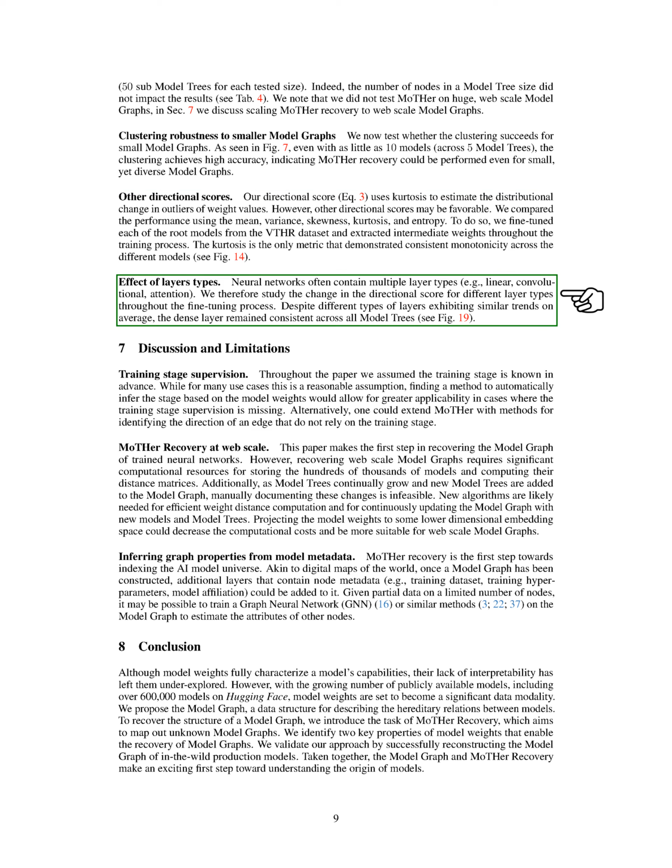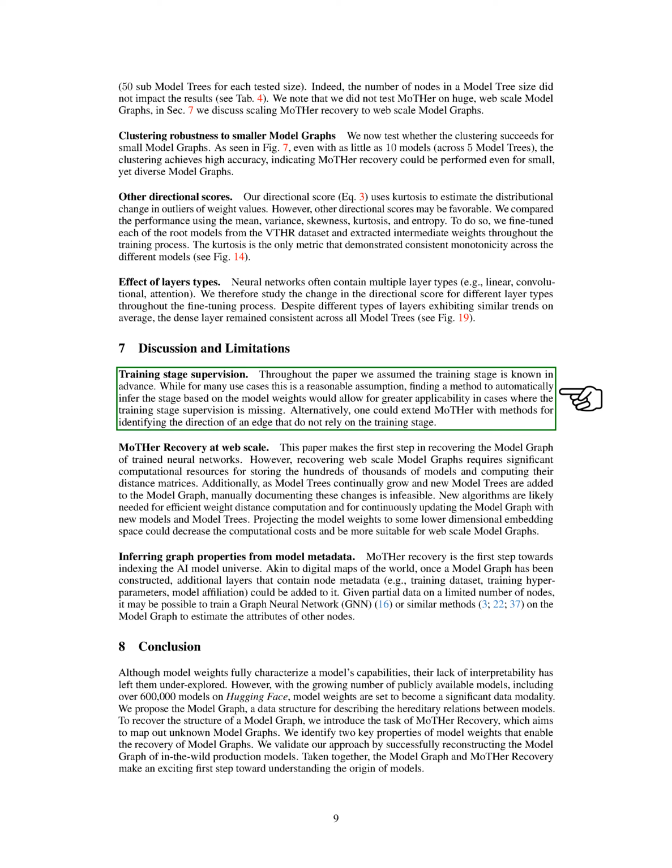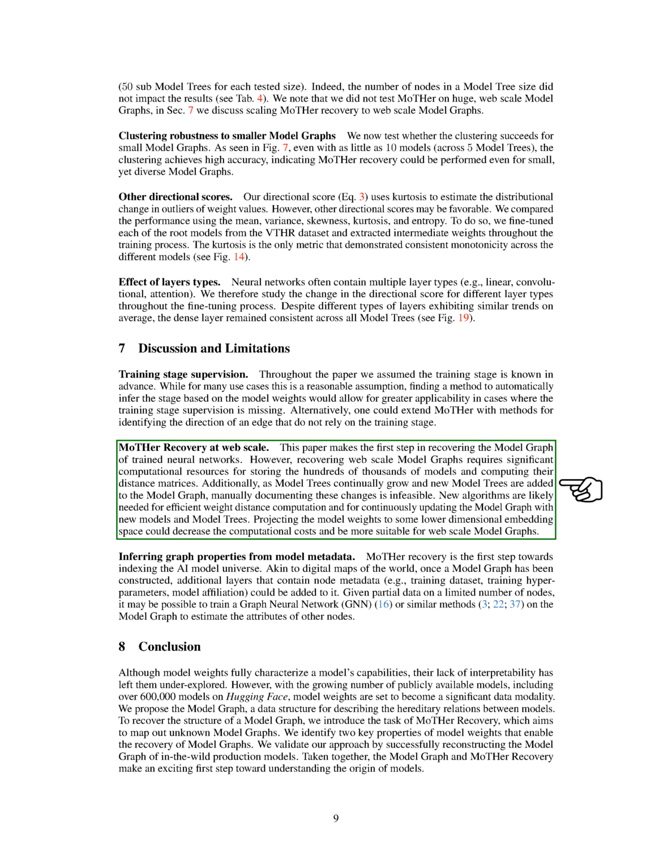Additionally, we study the impact of different layer types in neural networks on the directional score throughout the fine-tuning process, noting that dense layers remain consistent across all model trees. While we assumed knowledge of the training stage throughout this paper, we acknowledge the importance of methods to automatically infer the stage based on model weights for broader applicability. Finally, we discuss the challenges of recovering web-scale model graphs, emphasizing the need for new algorithms to efficiently compute weight distances and update the model graph with new models and model trees.